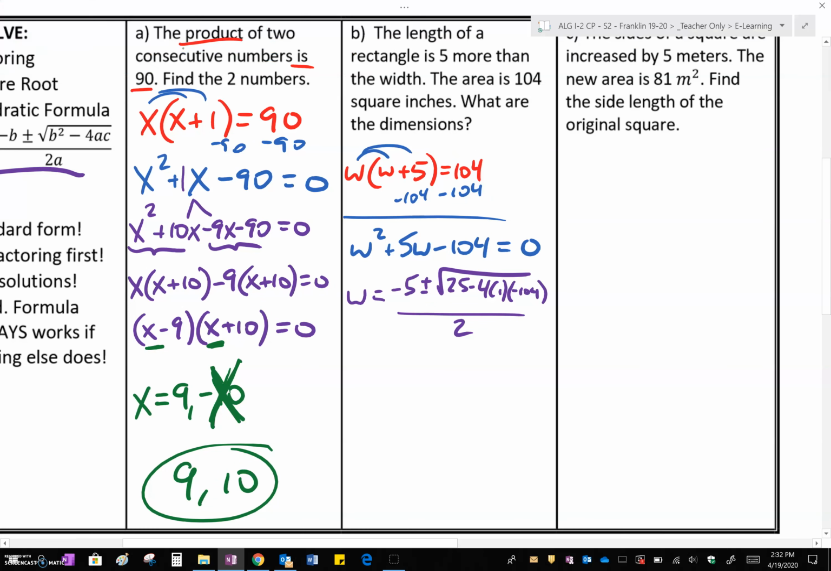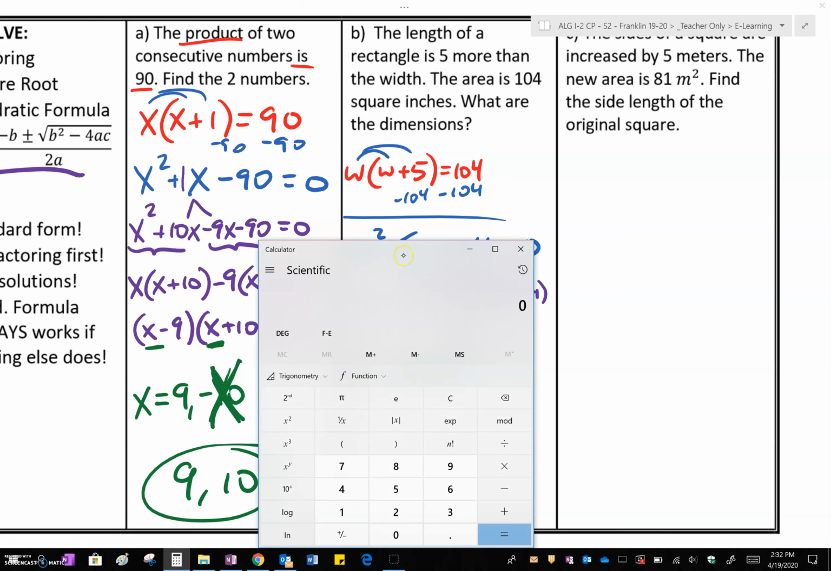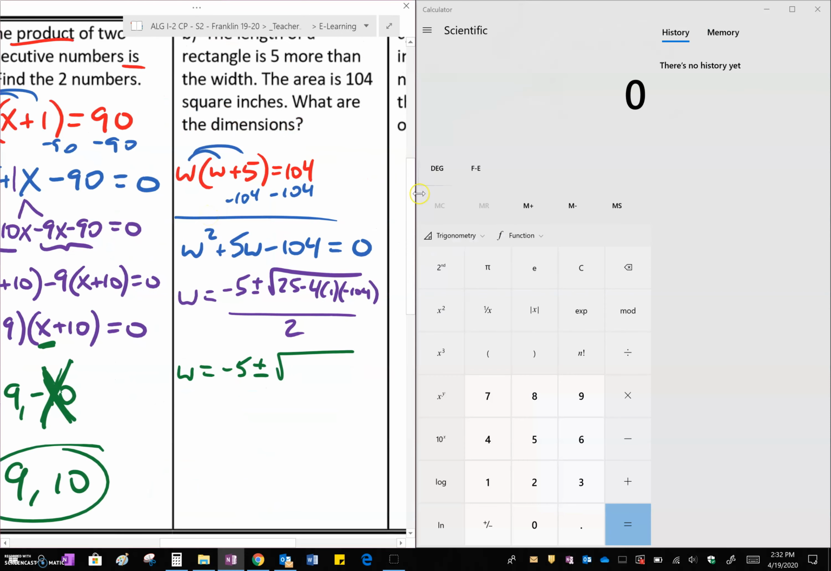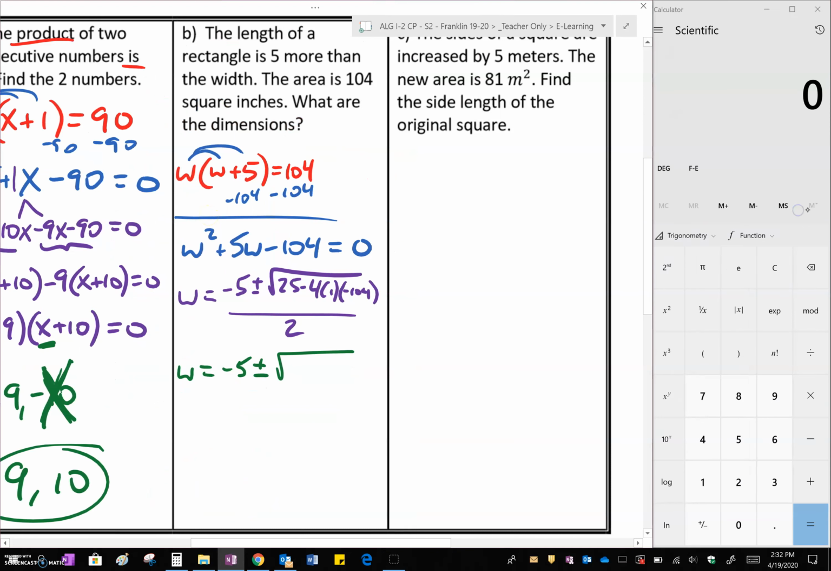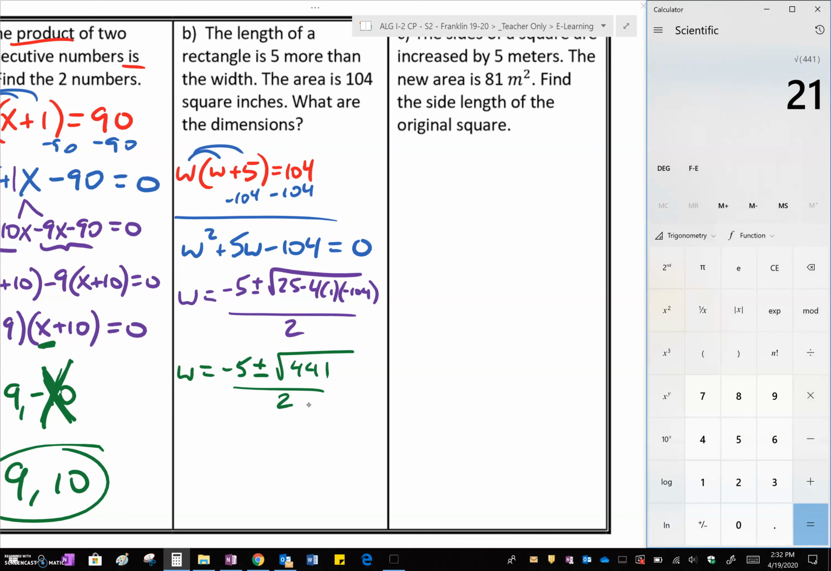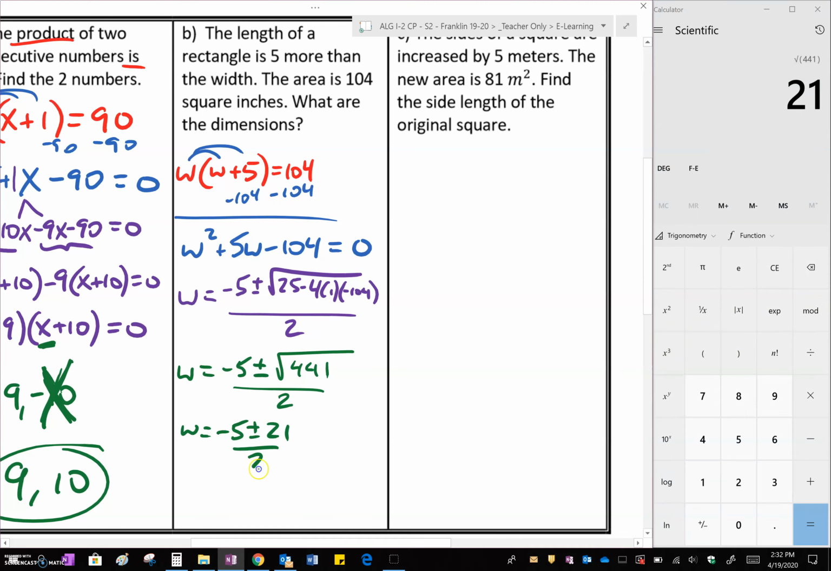Okay, now let's simplify. So W is going to equal -5 plus and minus the square root of, well, let's figure that out. 4 times 104 is 416, and we've got two negatives here, so that's going to be a positive 416, plus 25 gives us 441 in our radical, all over 2. Pretty sure the square root of 441 is 21. Yep. So our width, W equals -5 plus and minus 21 over 2.